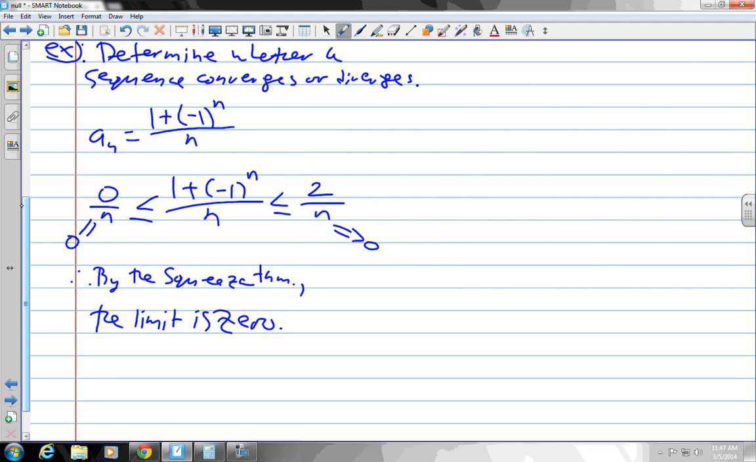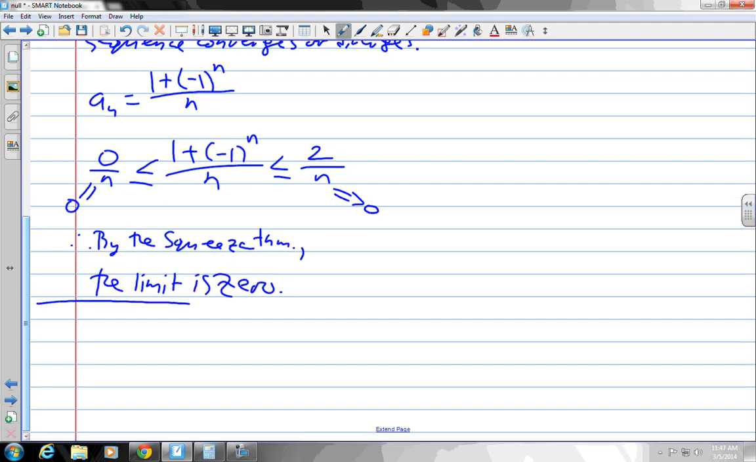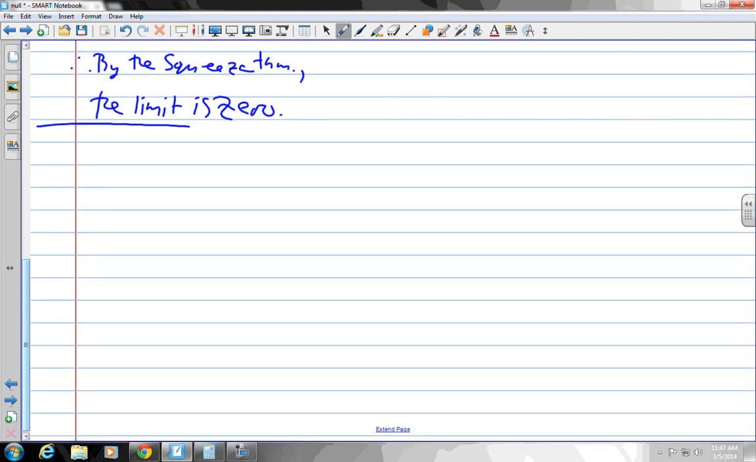How about this example? I think it was the sequence n minus 2 factorial over n factorial. What do you think will happen there? 0. Yes. Why?